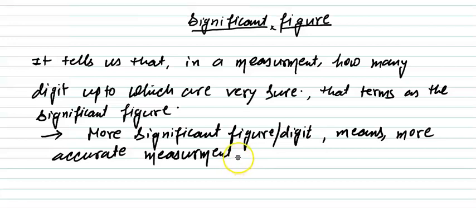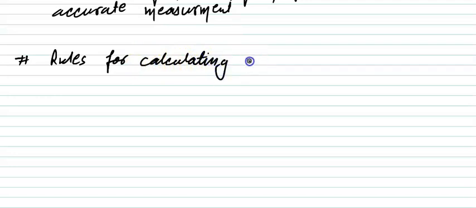now write the rules through which we have to calculate the significant digits in the given number, right? There are up to 7 or 8 rules I have listed, so write them one by one. Put the heading: rules for calculating significant digits.